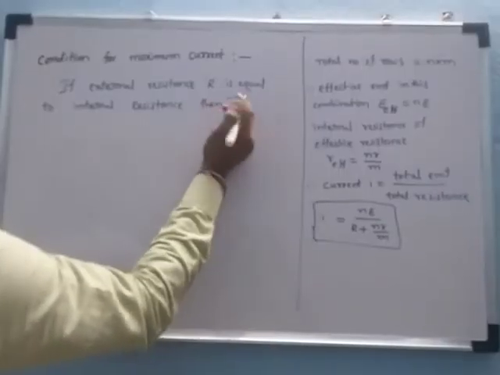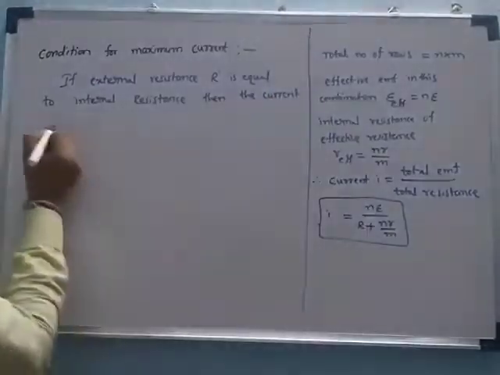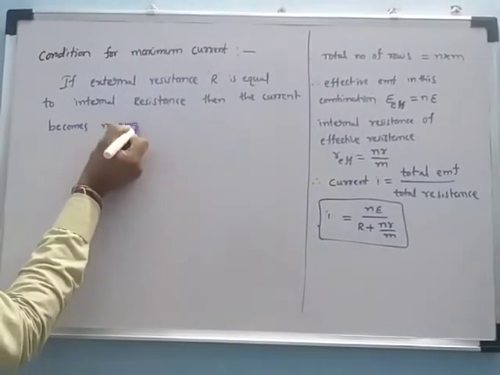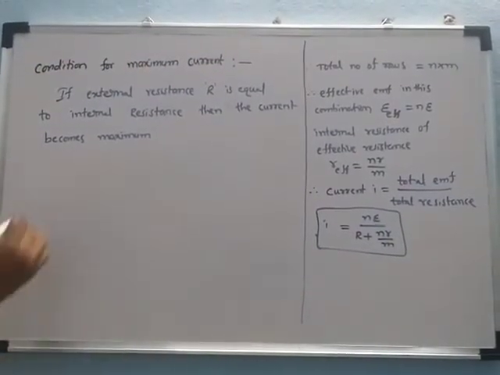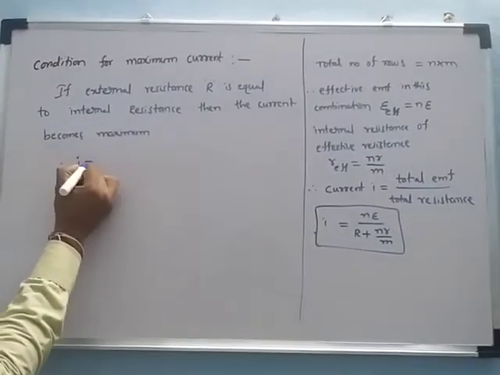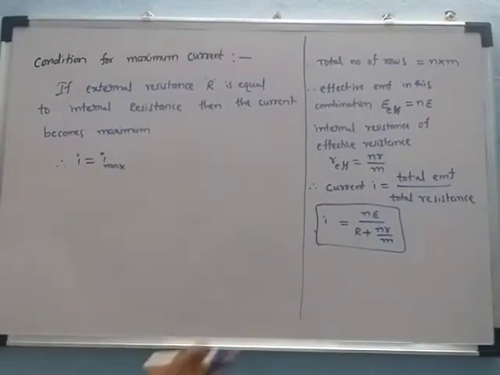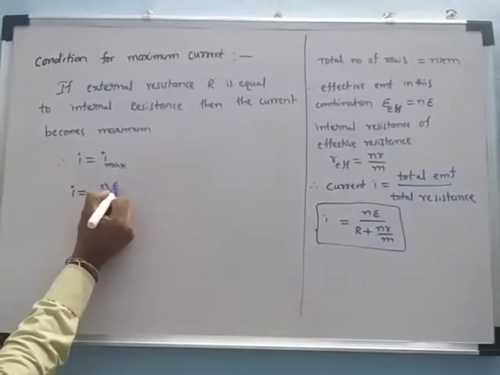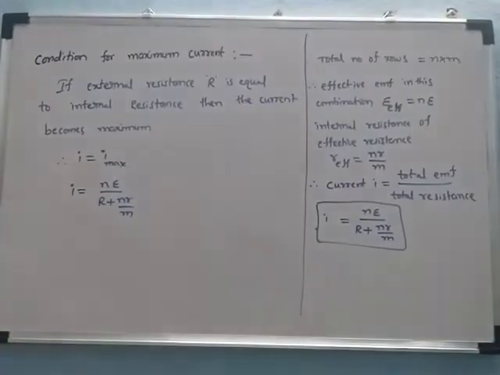Then the current becomes maximum. See, this is the condition for the maximum current. We know the formula: according to the mixed grouping, I is equal to n into E by capital R plus n into small r by m.